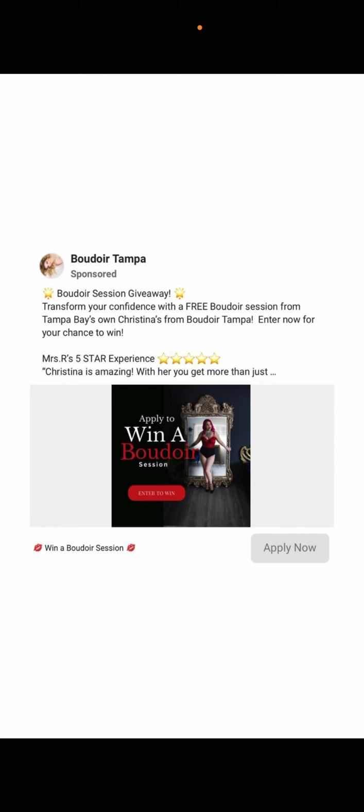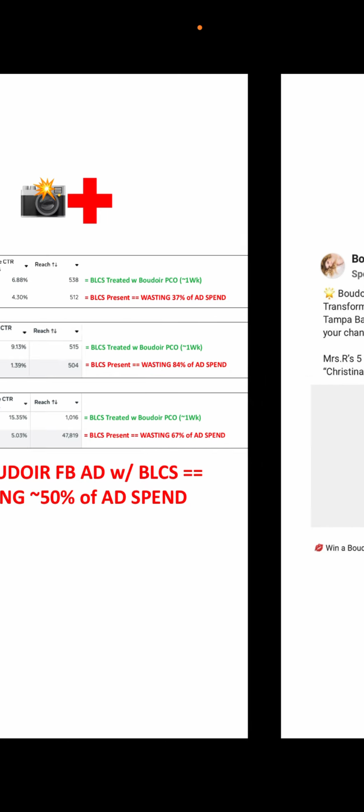So yeah, my diagnosis: I do believe this Boudoir Facebook ad has a unique CTR under 6%, so fewer than 6 out of 100 women are pausing and clicking anywhere on here. And as a result, I believe this one does have BLCS, Boudoir low click syndrome.